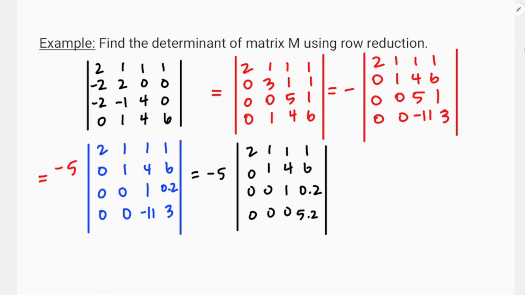I can take the determinant of this new black matrix by just multiplying down the main diagonal. 2 times 1 times 1 times 5.2 is 10.4. And if I multiply that by negative 5, 5 times 0.4 is 2, that's going to equal negative 52. Maybe on this one in particular it would be easier to use cofactor expansion, but there are going to be quite a few of them. We're going to prefer to use row reduction.